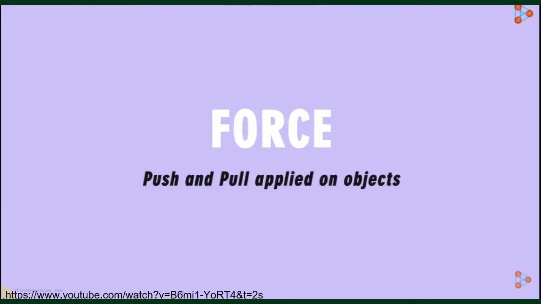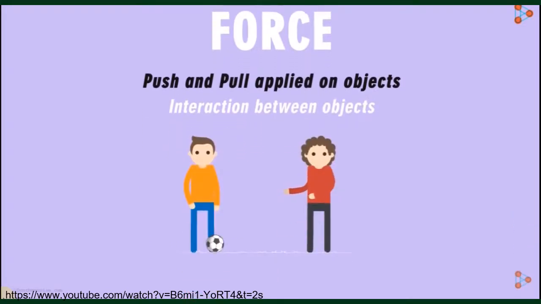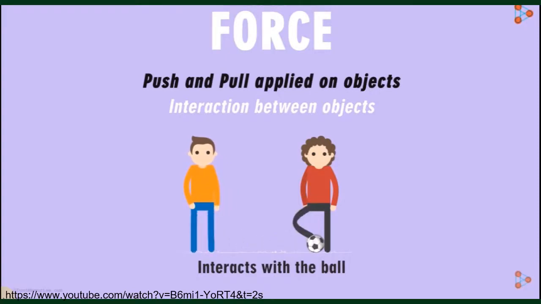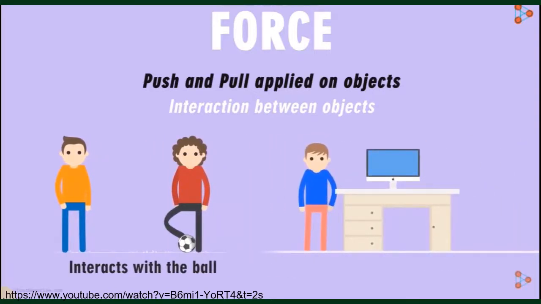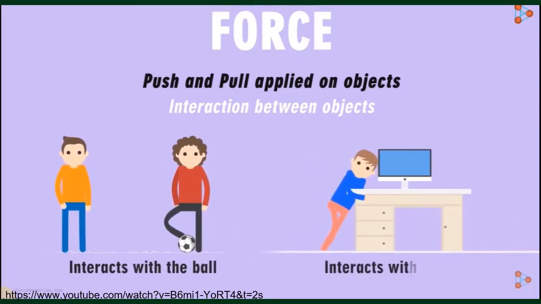Forces are due to interaction between bodies or objects. What does it mean? Let's go back to our first example of this video. Here, in order to pass the ball to his teammate, the player must move it. That is, he must interact with the ball to move it in the direction of his teammate. He interacts with the ball by kicking it. The ball and the player interact with each other. In the second example, in order to move the desk from point A to point B, he must interact with the desk.